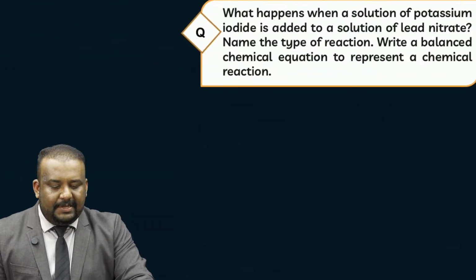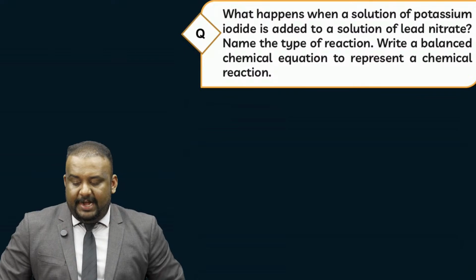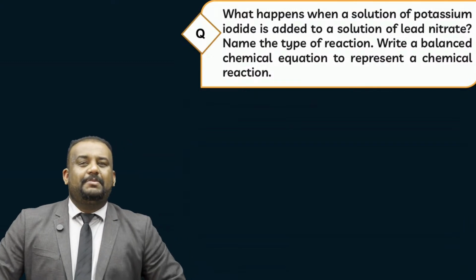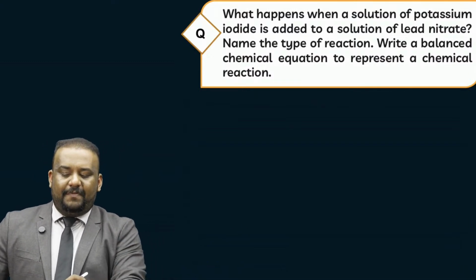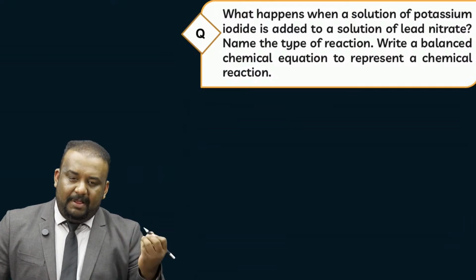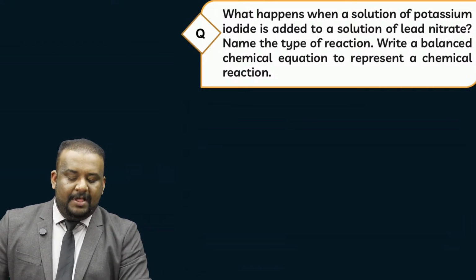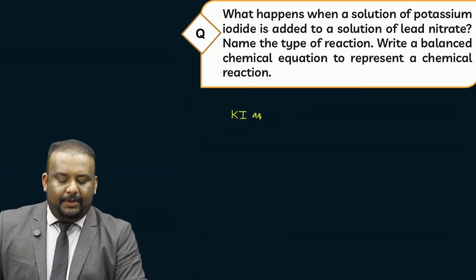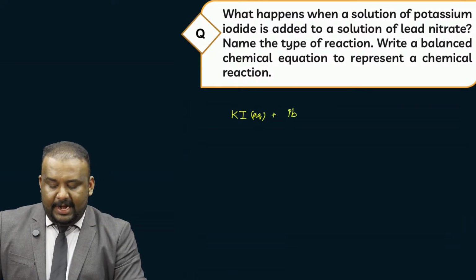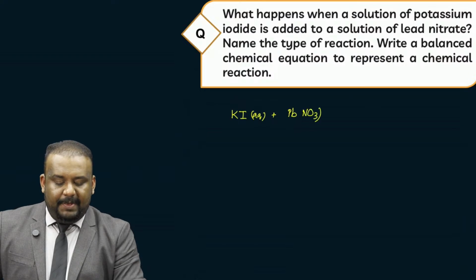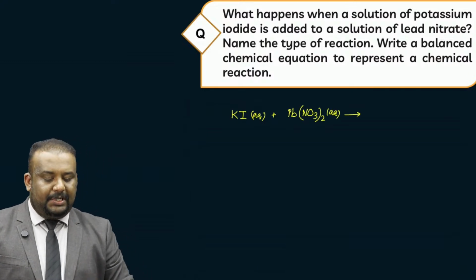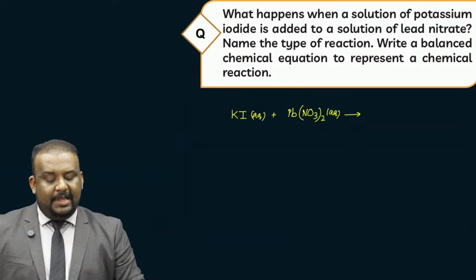Now, what happens when a solution of potassium iodide is added to a solution of lead nitrate? See, in the double displacement reaction or the precipitation reaction, one of the most important experiment that you learned in the textbook is this reaction. What is potassium iodide? Potassium iodide is KI. So if you take an aqueous solution of KI and mix it with lead nitrate, what is lead nitrate? Lead nitrate is Pb(NO3)2. So this is also an aqueous solution. So when aqueous solution of lead nitrate and potassium iodide is mixed, what will happen?